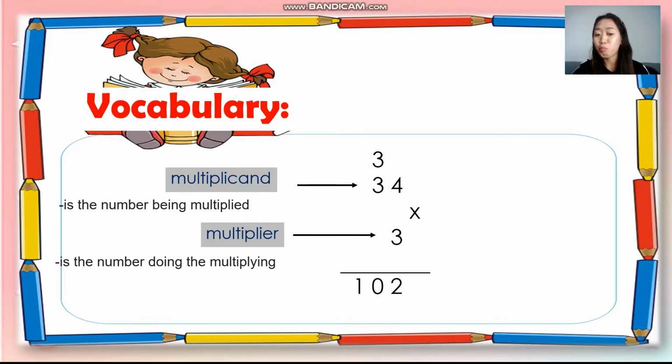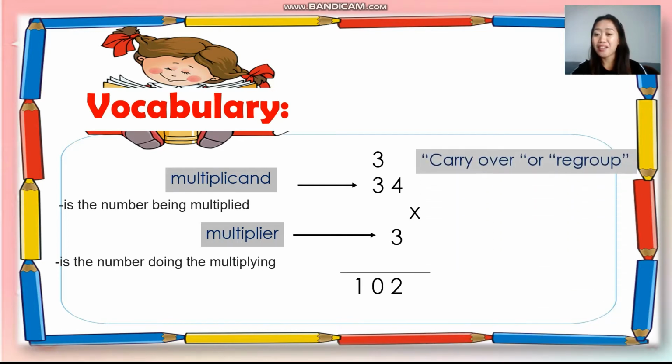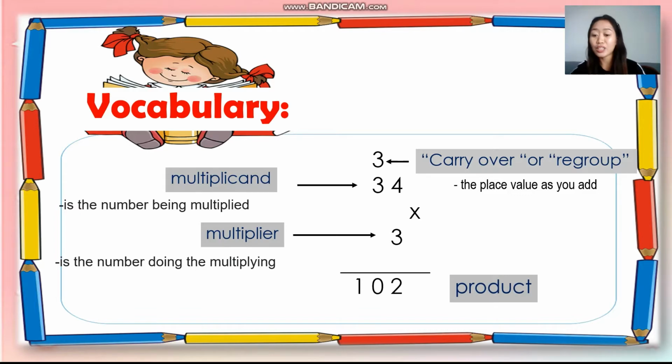Again, let's read multiplier. Next, we have carry over or regroup. We have here number 3 as our carry over or regroup. When we say carry over, it is the place value as you add. Again, let's read carry over or regroup. Next we have product. We have here 102 as our product. When we say product, it is the answer.